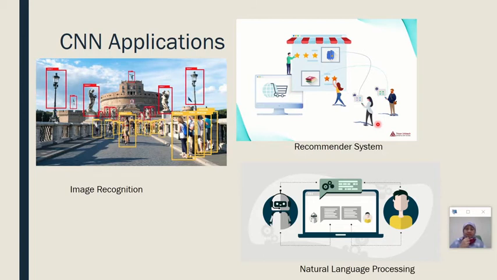CNN applications have been used in many areas, such as image recognition, recognizing or detecting objects in images. Also, it can be used as a recommender system, giving recommendations of places, people, things, etc. Also, it might be used in natural language processing, where CNN learns how to determine and acknowledge human language.